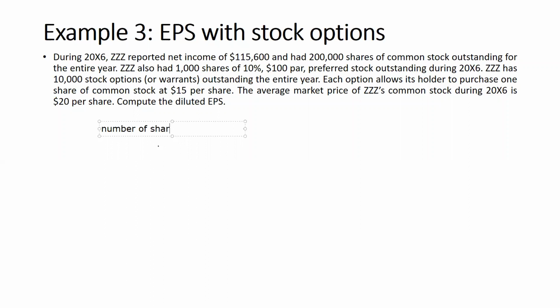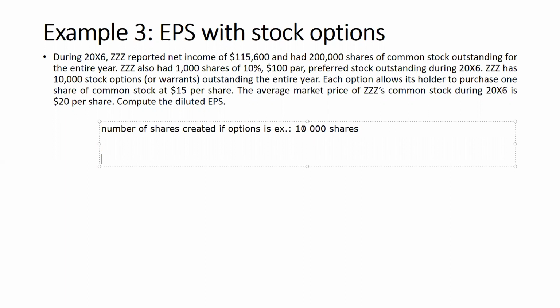Number of shares created if options are exercised, which is 10,000 shares, because one-to-one, we said. Second, the number of shares that can be purchased at $20. Before calculating how many shares can be purchased at $20, we need to calculate the total value, the market capitalization.